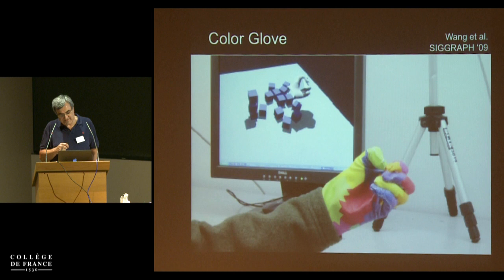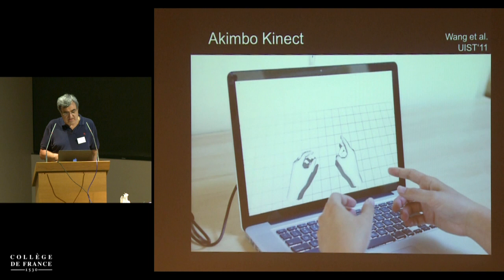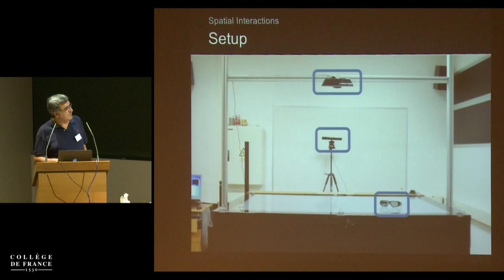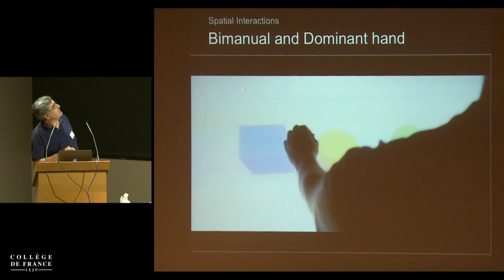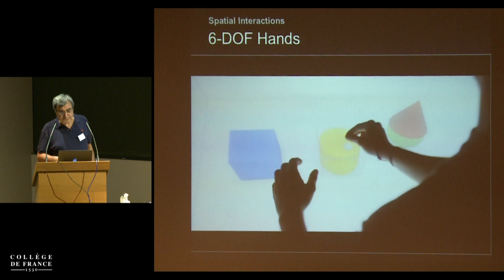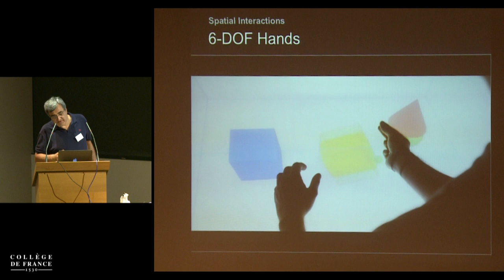but it allowed people to have precise finger and hand pose tracking. And we used a variant of the Akimbo Kinect to track both fingers above the table for this purpose. Notice that we were not looking for precise manipulations, but rather to see how people could accomplish rotation, translation, and scale tasks effectively. This is our familiar setup. And here's an example of spatial interactions when you use the bimanual and the dominant hand to use one hand to select and to move the object. And then you have the 6 degree of freedom to mimic interactions with physical objects, where you use one single hand to define rotation and manipulation along three axes.